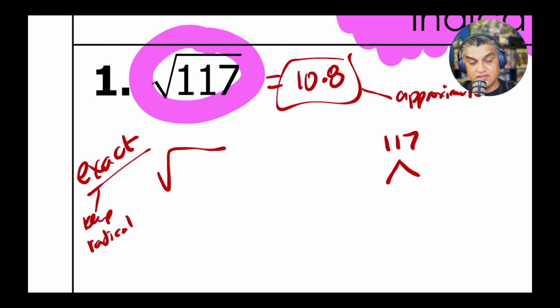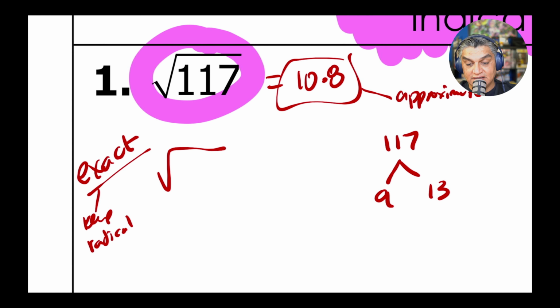What times what gives you 117? So someone said in the chat, 100? No, 100 isn't a factor of 117. When I'm talking about a perfect square hidden inside 117, I'm talking about if I broke down 117 into its factors, is there a factor in there that I can take the square root of? And so if I look at 117, use your calculator, play around with the numbers, yeah, 9 and 13. 9 times 13 is 117.